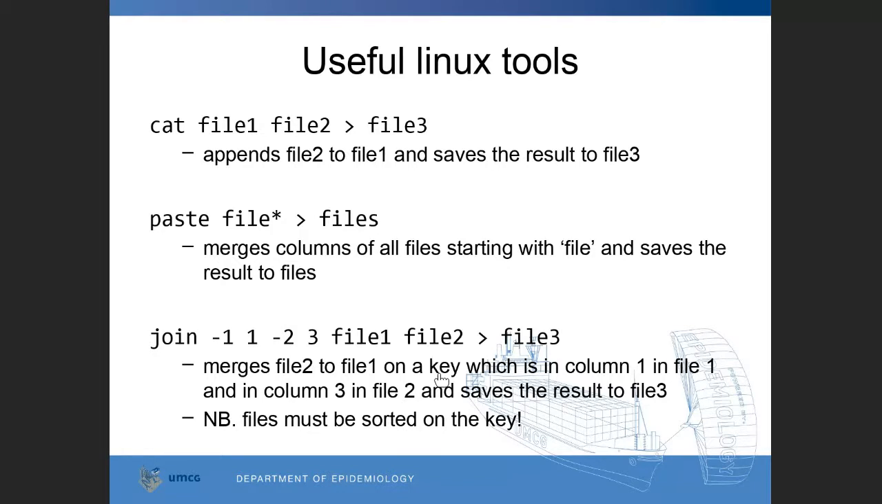For instance, this pseudo ID. Let's say that for the first file, the key is in the first column, and for the second file, the key is in the third column. Then it will merge them based on these keys within the two files, and again save it to a third file. But the one thing that you need to make sure of is that these two files have to be sorted based on the key.